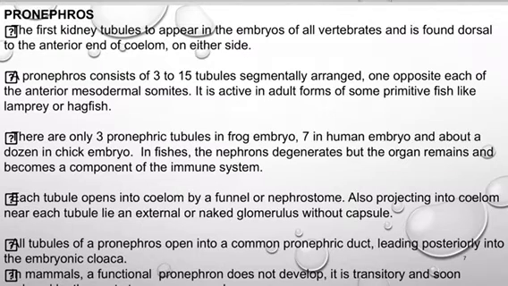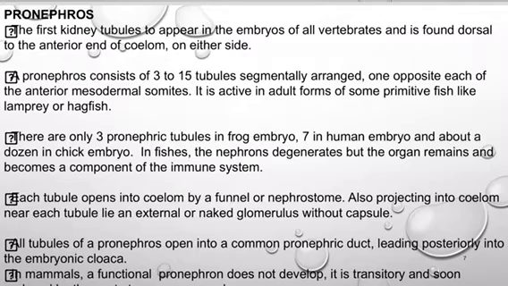Also projecting into the coelom, near each tubule, you have an external or naked glomerulus without capsule. I'm still talking about the pronephros. All tubules of a pronephros open into a common pronephric duct, and this leads posteriorly into the embryonic cloaca.